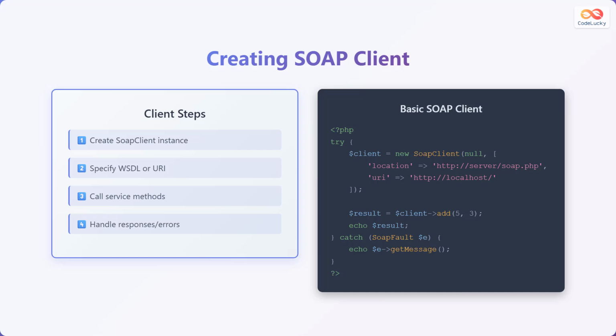Next, we will create a SOAP client to consume the web service. First, create a SOAP client instance. Second, specify either the WSDL file or the URI of the service. Third, call the service methods. Fourth, handle the responses and any potential errors. Here's the code for a basic SOAP client. In this example, we're calling the add method of the math service and handling any SOAP faults that might occur.